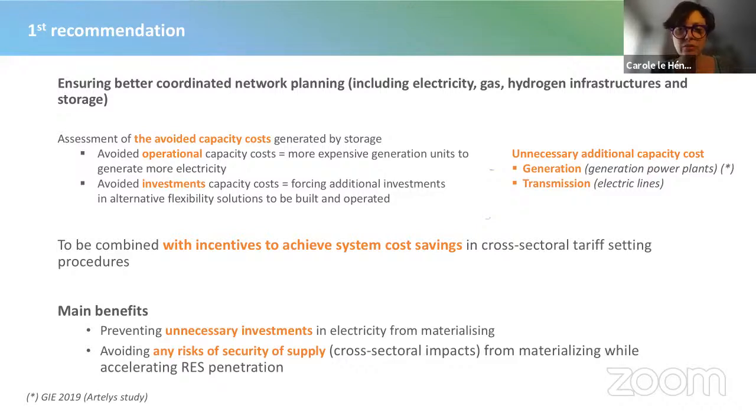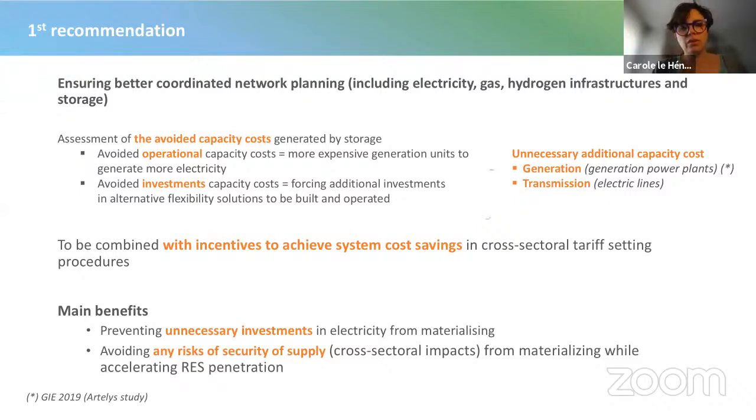Better coordinated network planning. So the idea would be, as we are a storage operator, and we are talking about externalities related to the avoided cost in terms of generation and in terms of transmission lines, we thought it would be very important that, as part of this coordination, we introduce the assessment of the avoided capacity cost, operational and investments. In a way, we enable avoiding unnecessary capacity cost in the system. We can talk about optimization and decarbonization by introducing this externality. The main benefits are well known: avoiding unnecessary investment and any risk to security of supply, because in case of a very cold winter, we know that gas storage is the only kind of asset that can provide the capacity which is required in the system.